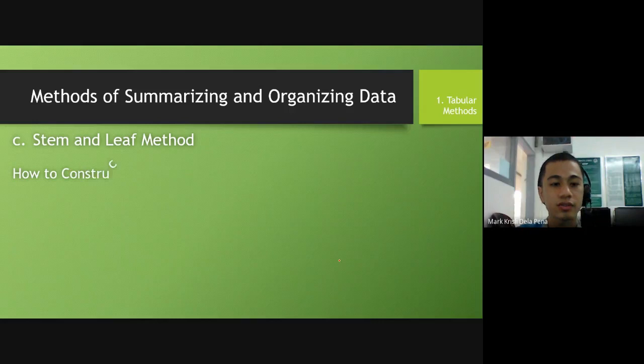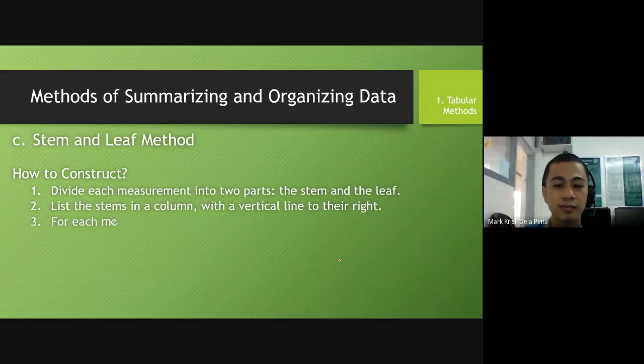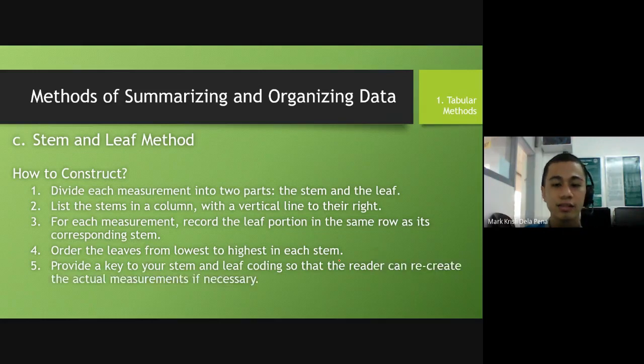So this is how we construct the stem and leaf table. First is to divide each measurement into two parts. The most significant digit is the stem, and the least significant digits are the leaf. Then list the stems in a column in vertical form. For each measurement, record the leaf portion on its corresponding stem, and order the leaves from lowest to highest in each stem. Then provide a key to your stem and leaf coding so that the reader can recreate the actual measurements if necessary.